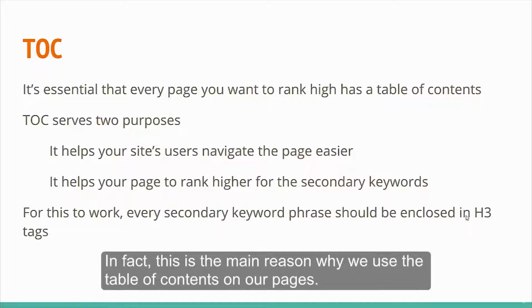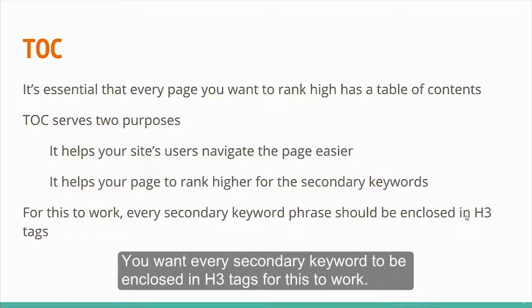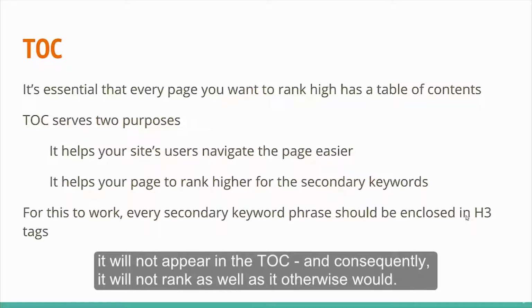In fact, this is the main reason why we use the table of contents on our pages. Our pages are designed such that every secondary keyword appears in the table of contents. You want every secondary keyword to be enclosed in H3 tags for this to work. If a secondary keyword is not in a H3 tag, it will not appear in the table of contents, and consequently, it will not rank as high as it otherwise would.